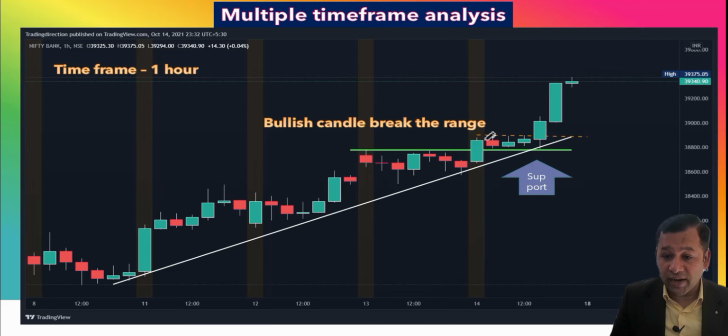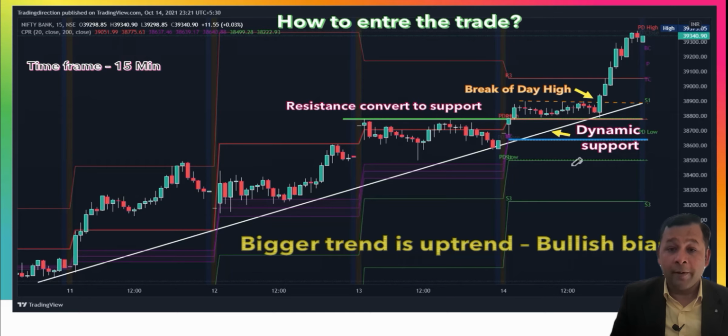This bullish candle, this range breakout, these are inside bar candle formations, and this breakout is happening. This is a valid breakout, without doubt it is moving in the direction. Very fast movement. So multiple time frame analysis will also help you.